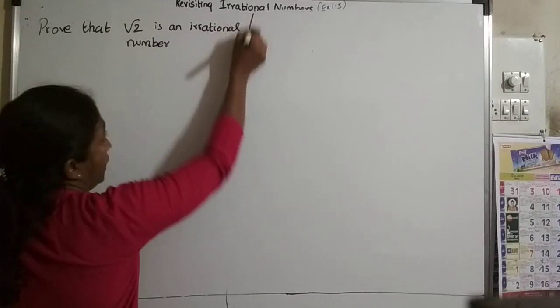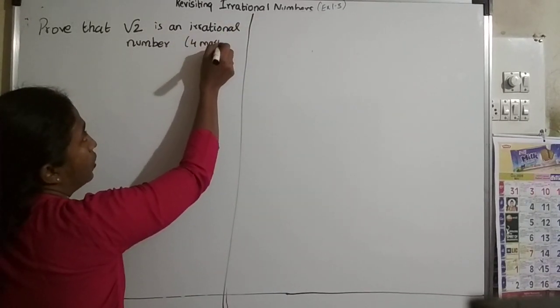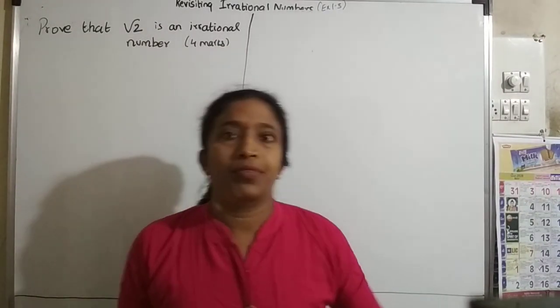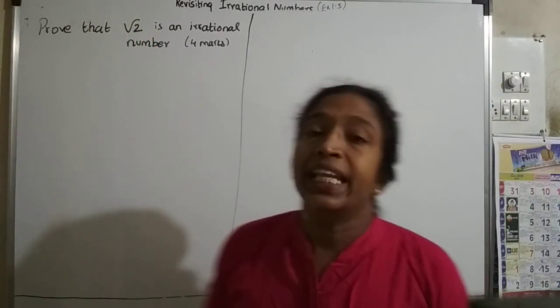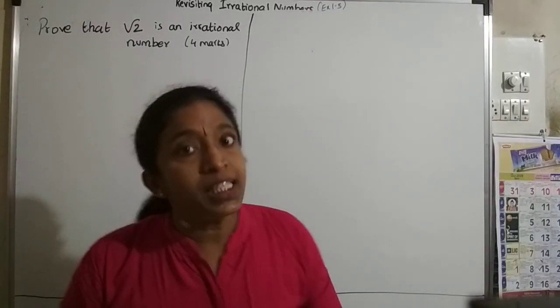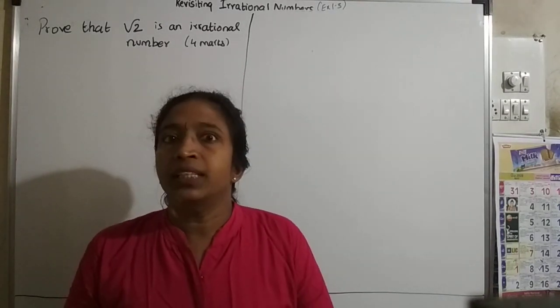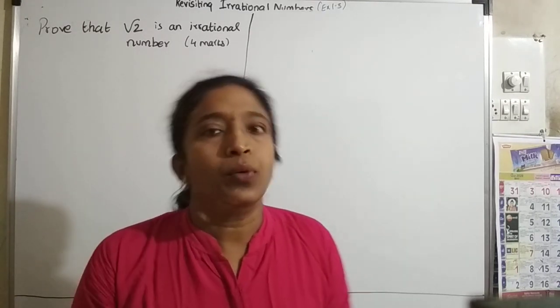Now to prove this theorem, as I said, this is for 4 marks. You have to write all these steps only for 4 marks. What about 3 marks? I'll tell you afterwards. Okay. Prove that root 2 is an irrational number. For this theorem, we are going to use the contradiction method. What is the contradiction method? What we are supposed to prove, we will assume the opposite of that.